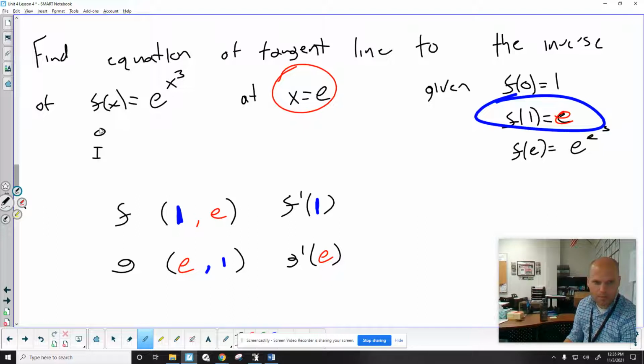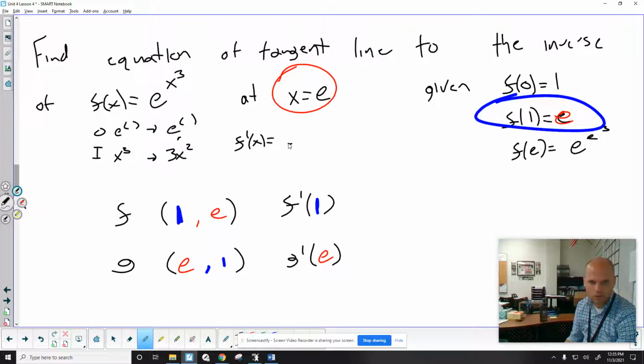To find F prime, we remember derivatives of e's. You use the chain rule. This would be the derivative of e to the parentheses. This is the derivative of the inside. You multiply those together. It's a good little review. You get e to the x cubed times 3x squared. I need to figure out what this is at 1. e times 3. Okay, so this is 3e.